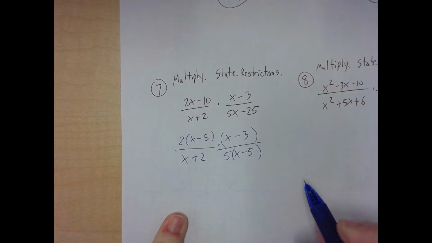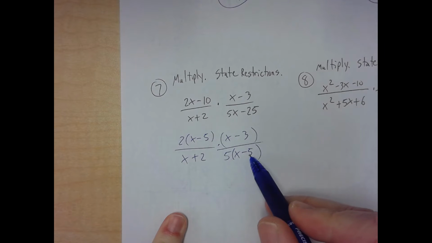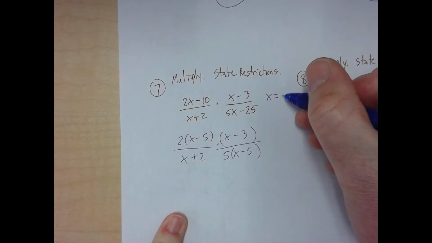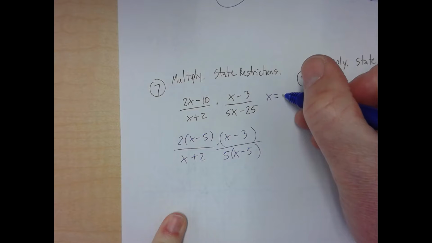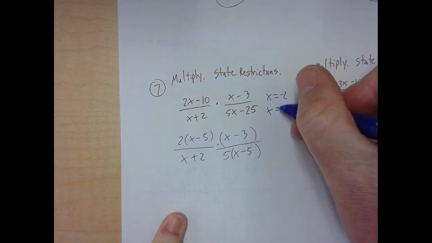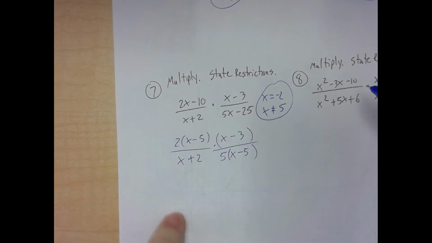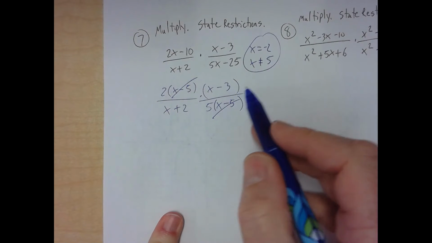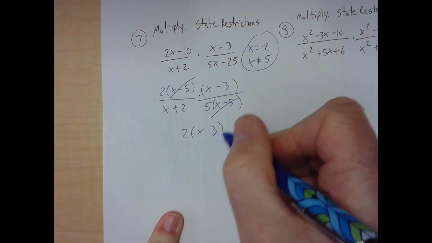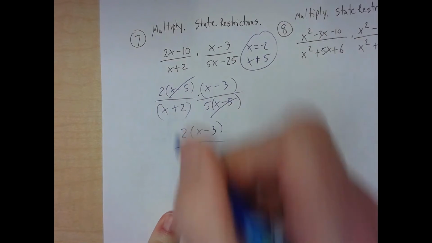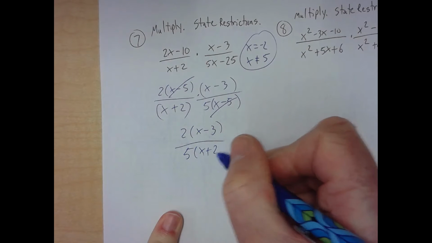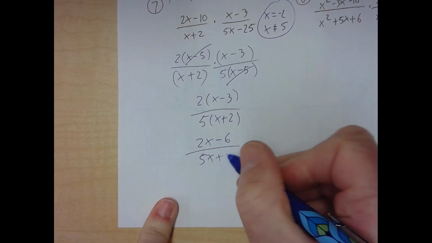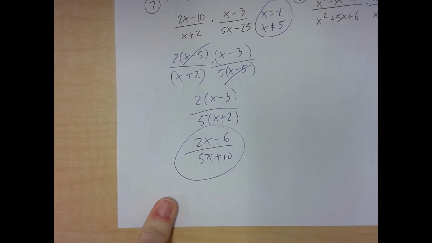But before we do that, we're going to state the restrictions. 5 minus 5 would be 0, and negative 2 would be 0 there. So x cannot be negative 2, x cannot be 5. And then we hack these away. So we're left with 2 times this parentheses and 5 times this invisible parentheses right there. So the answer is 2x minus 6 over 5x plus 10. That looks right.